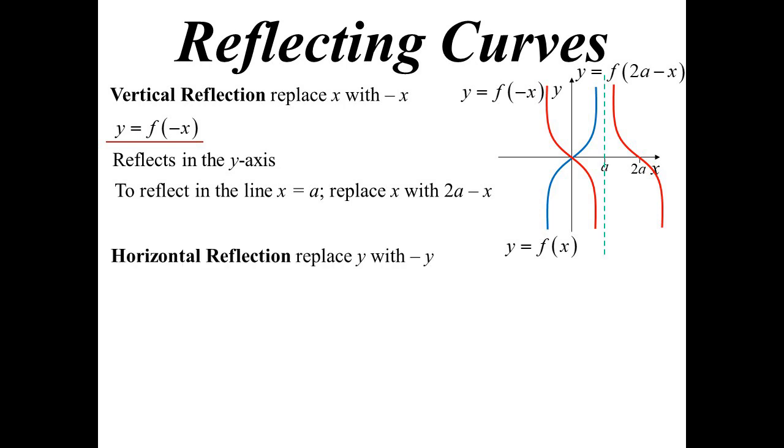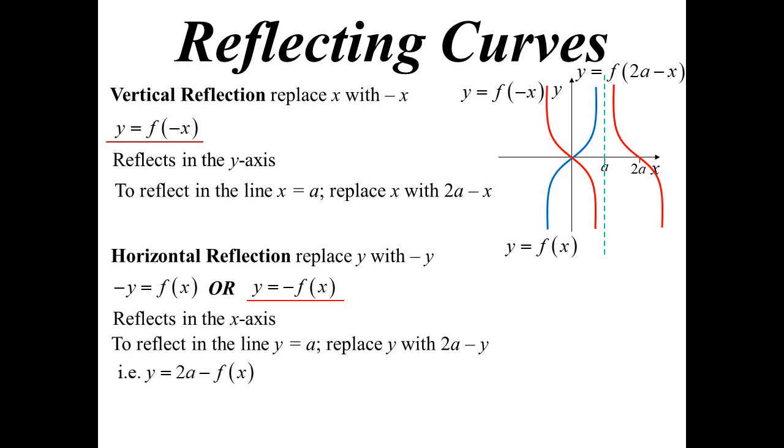And you can do a similar thing horizontally. If you replace y with negative y, so negative y equals function x, although you're probably more likely to see it written that way, y equals negative function x. It all comes down to what it's grouped with. If it's grouped with the y value, then it's the y values that are affected. If it's grouped with the x values, it's the x values that are affected. And similarly, if I wanted to reflect it in any other line, I'd replace y with 2a minus y.